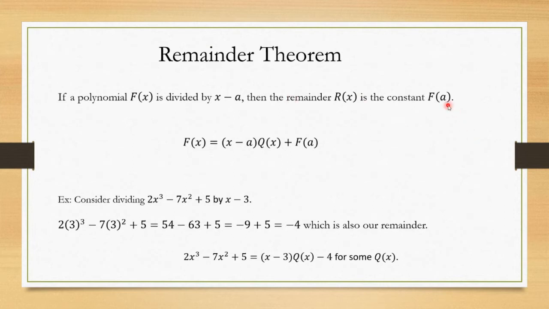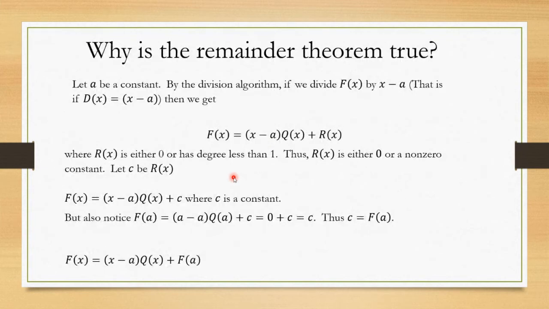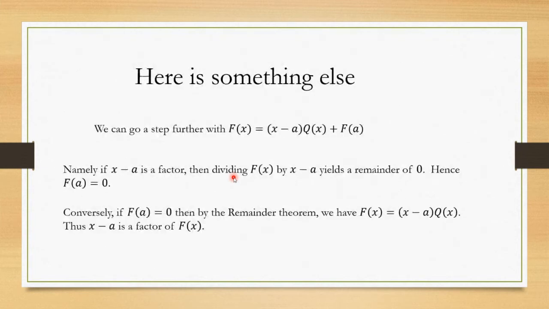It turns out to be just f of a. That's what it turns out to be, f of a, okay? And it's really just from the division algorithm. I did go through an outline of a proof last time. It's actually on these slides, so I'm not going to go through that again.